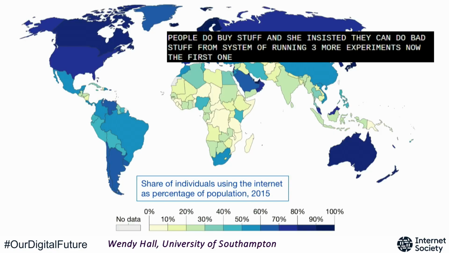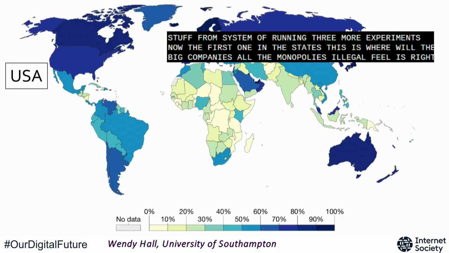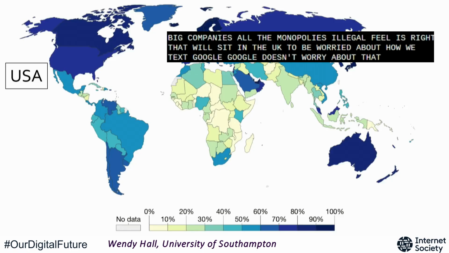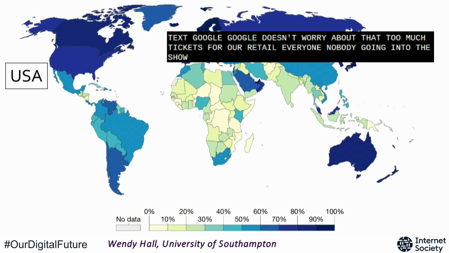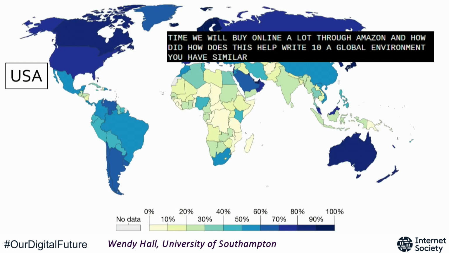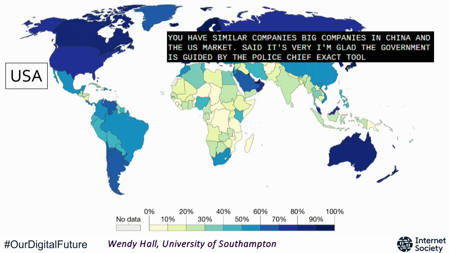The first one is in the States. Market force led. This is where all the big companies are, the monopolies, oligopolies. In the UK we worry about how we tax Google. Google doesn't worry about that too much. Amazon, and we just had the figures for our retail, there's nobody going into the shops on the high street in the UK. It's falling all the time. We all buy online a lot through Amazon. And how does this operate in a global environment? You have similar companies, big companies in China and the US, market force led. It's very lobby led. The government is guided, or lobbied, by the chief execs of the big companies. And survival of the fittest works as ever.